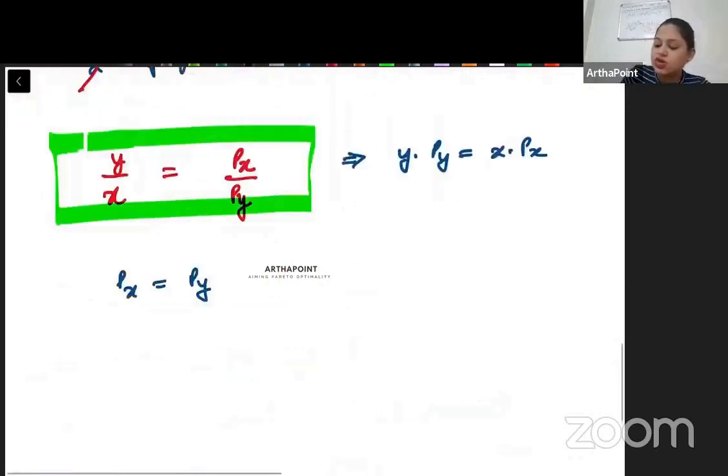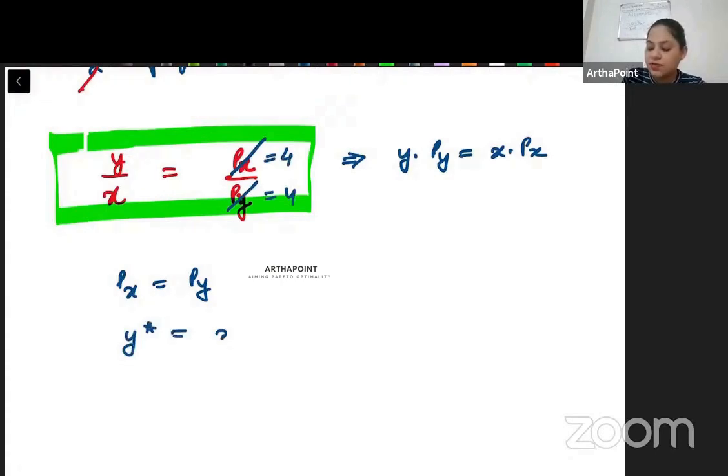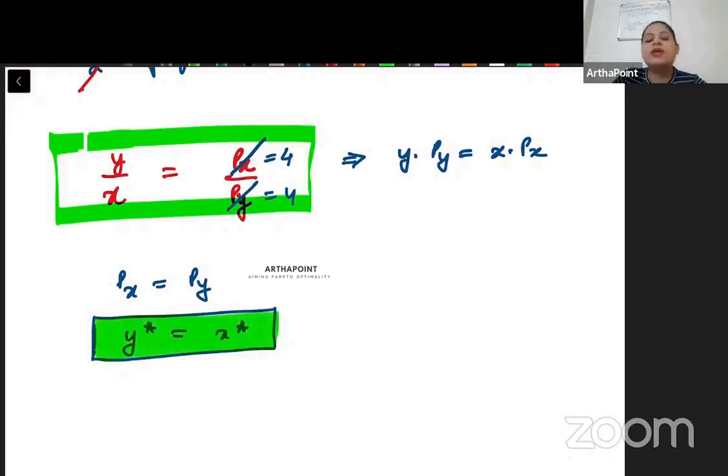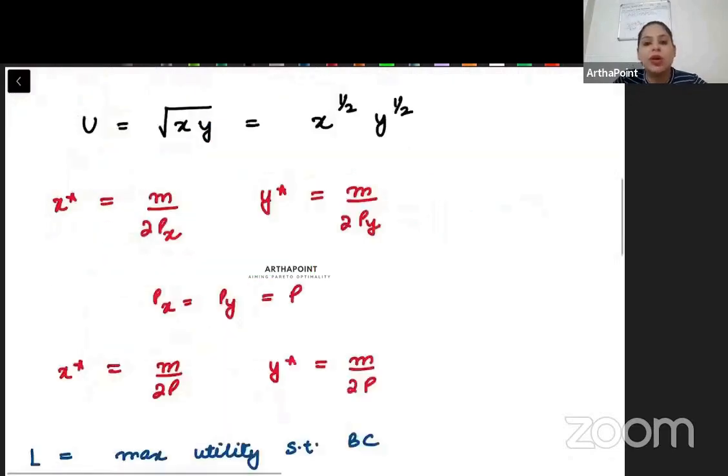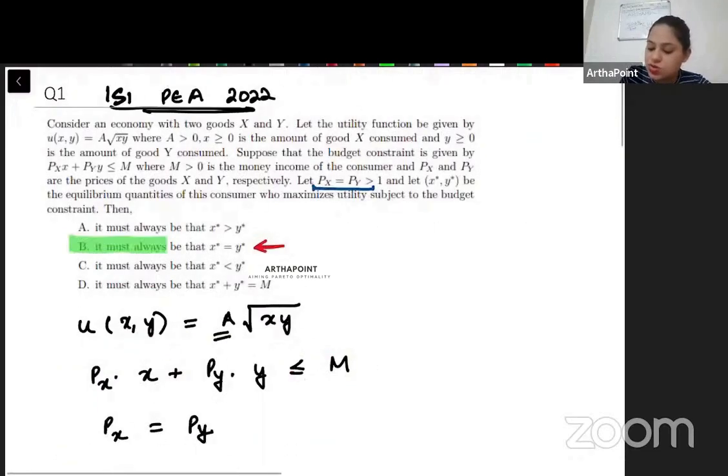So if they're equal to each other, I can just say that px and py can cancel out. So if px is 4, py is also 4, right? So if I equate the two, I will get y star is equal to x star. This is what I will get, that I will be consuming x and y in equal quantity. So the answer to this question is, it must always be in this case that x star and y star will be equal to each other. That's the answer. Okay, come to the next question.